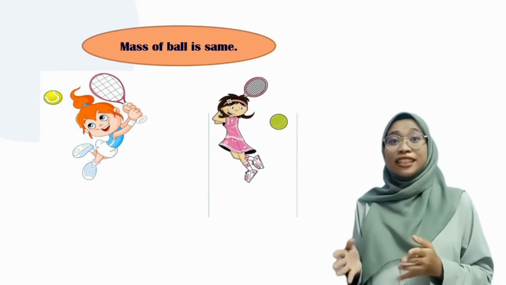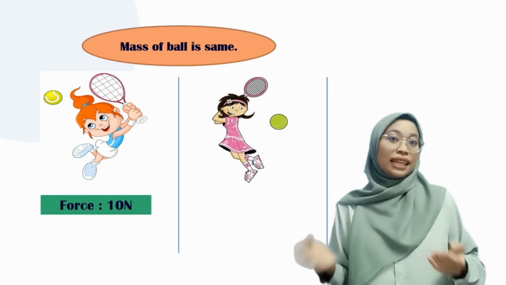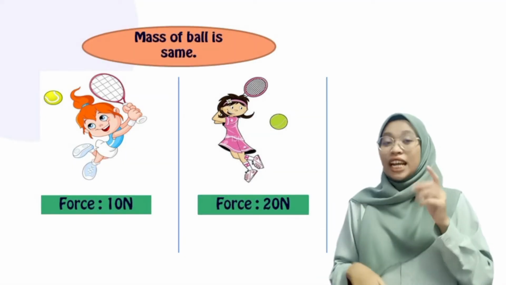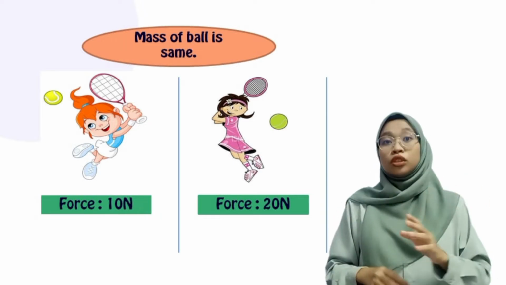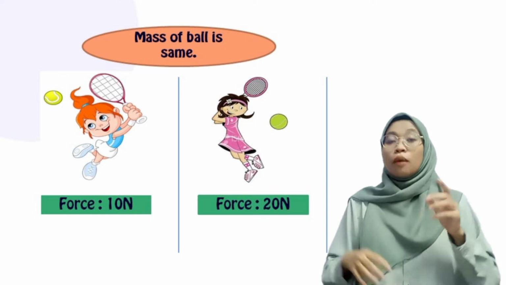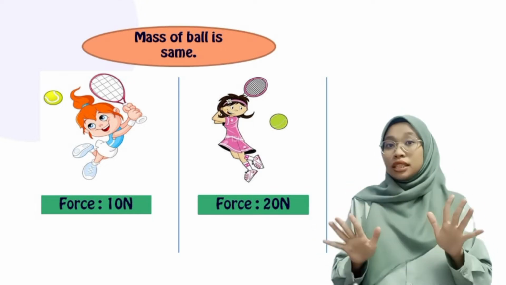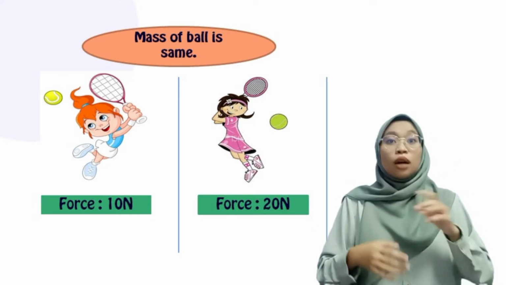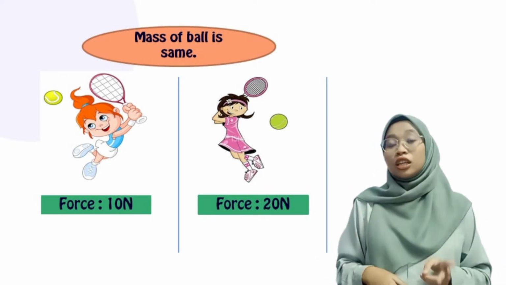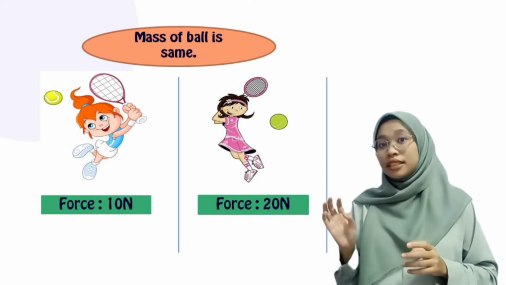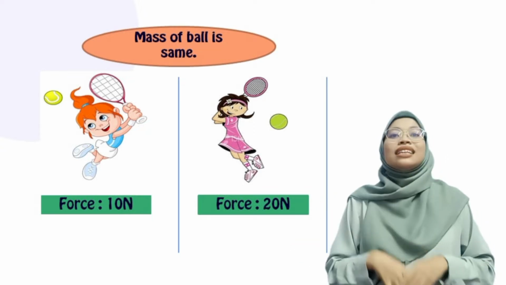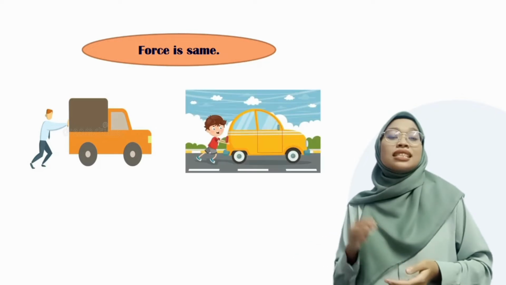As we see here, there are two girls playing tennis. The mass of the ball is the same, but the force that the girls push the ball with is different. Girl 1 pushed the ball with 10 newtons, while the other girl pushed the ball with 20 newtons. According to the second law, the ball of the first girl will be more accelerated than the other one. Next, we move to the second concept.